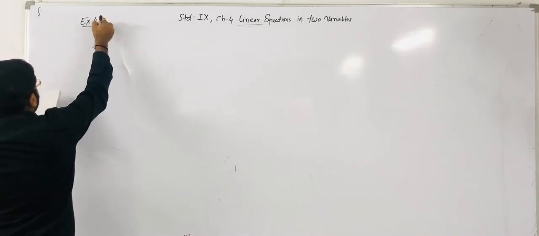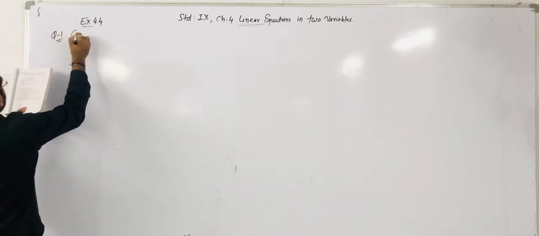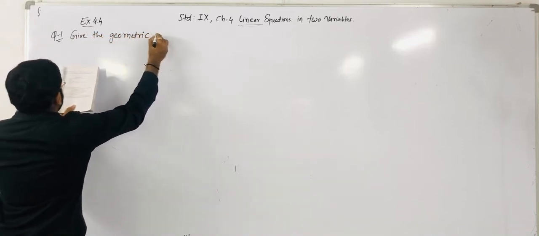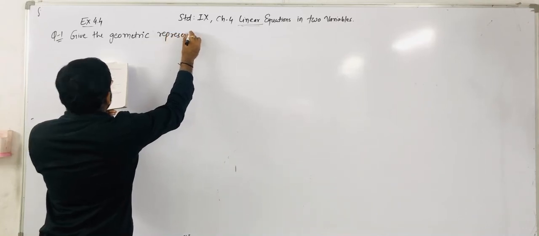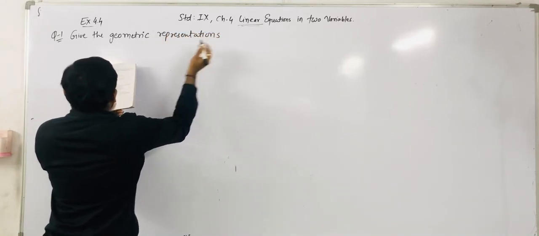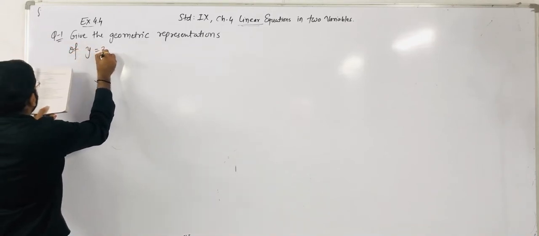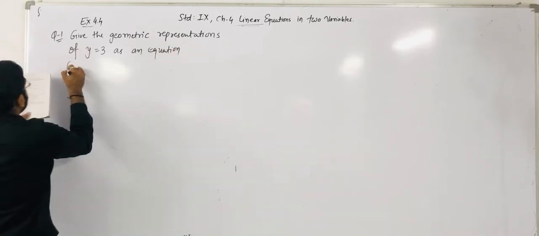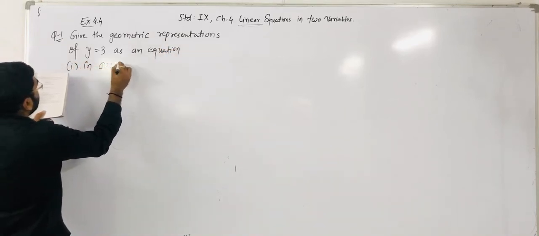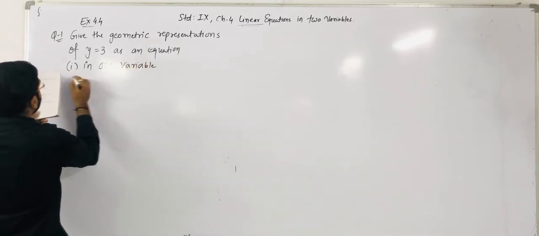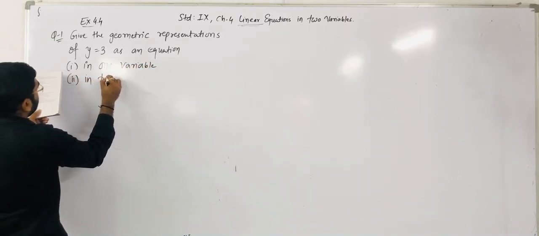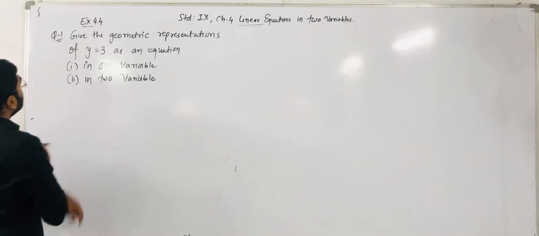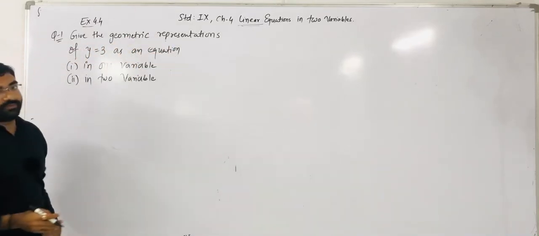Exercise 4.4, question number 1: give the geometric representation of y equals 3 as an equation. The first question is given in one variable, and the second question is given in two variables. Okay. So first of all, they said we have to do the geometrical representation.